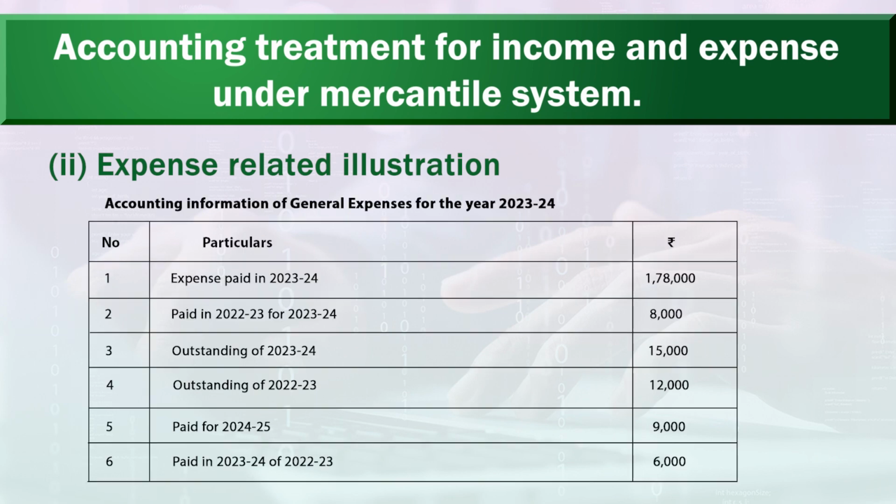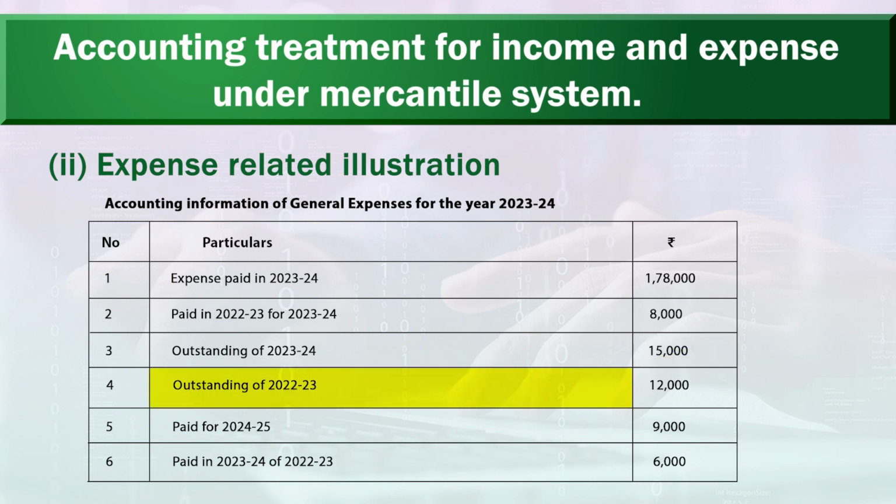Moving on, let us see an expense related illustration. The accounting information of general expenses for the year 2023-2024 are given. Expense paid in 2023-2024 is rupees 1,78,000. Paid in 2022-2023 for 23-24 is rupees 8,000. Outstanding of 2023-2024 amounts to rupees 15,000.